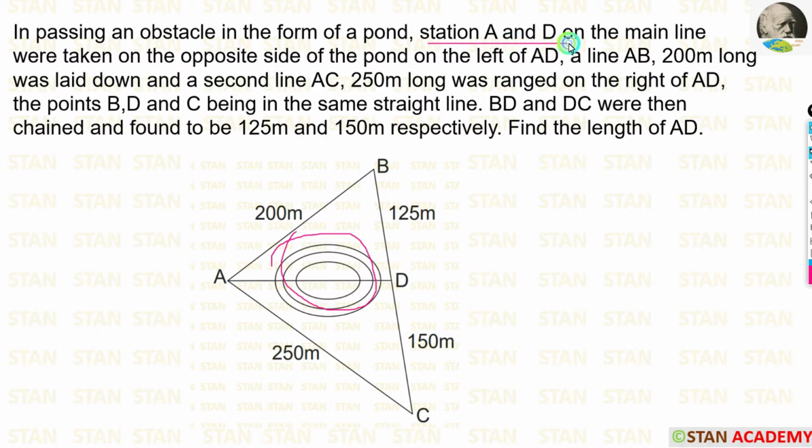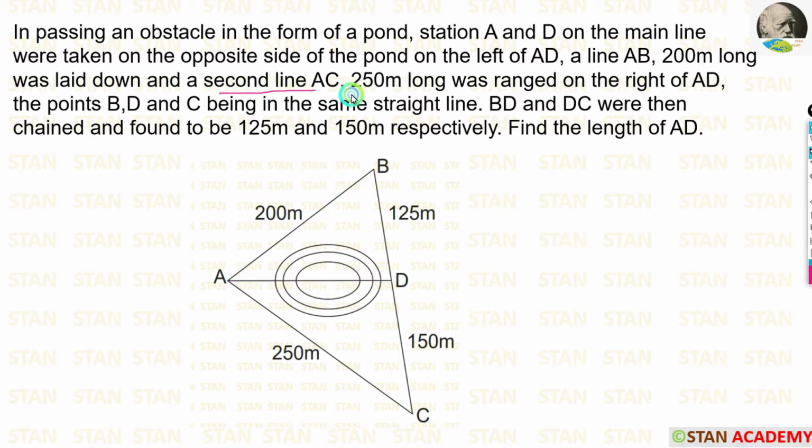Station A and D on the main line were taken on the opposite side of the pond. On the left of AD, a line AB 200 meter long was laid down. You can see that on the left side of AD, a line AB 200 meter is laid down.